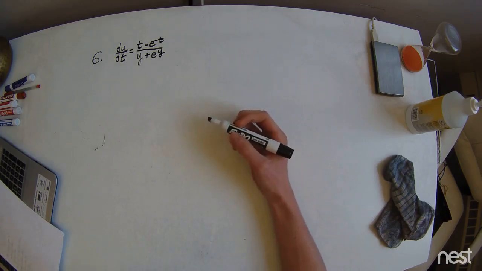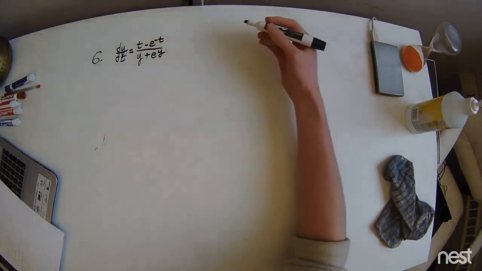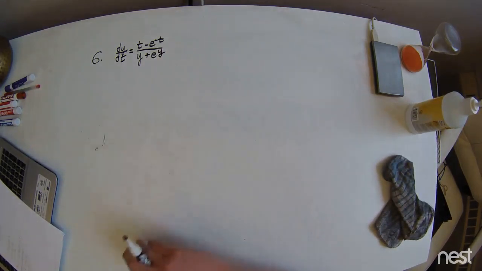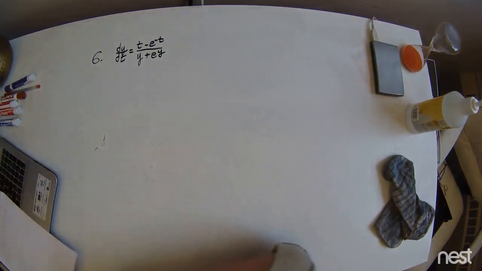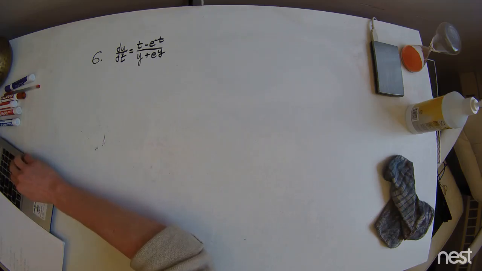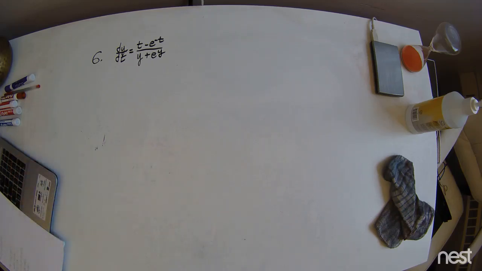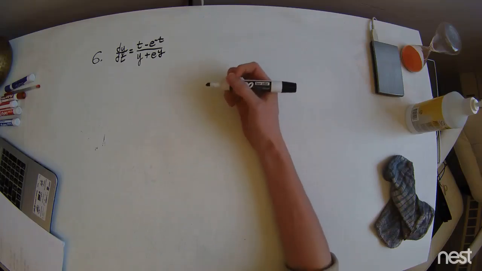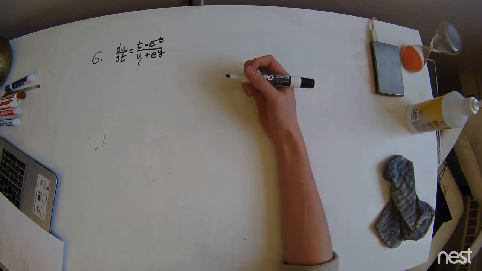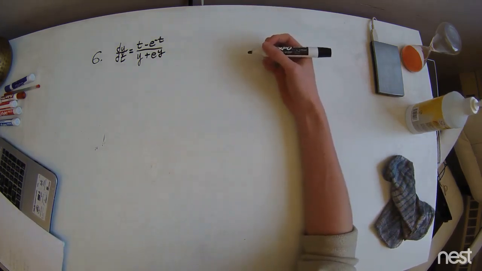So right off the bat, we can see that this looks like a separation of variables problem. This is problem 6 from the solution techniques 50 problems. To solve this problem, we have to figure out a solution technique first.